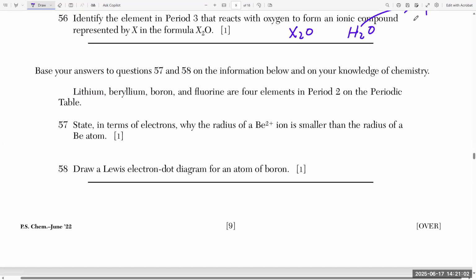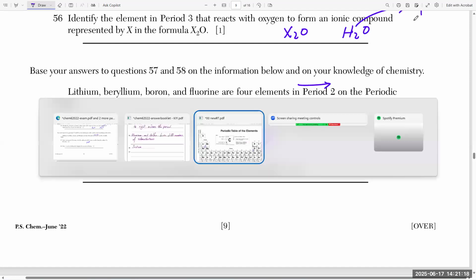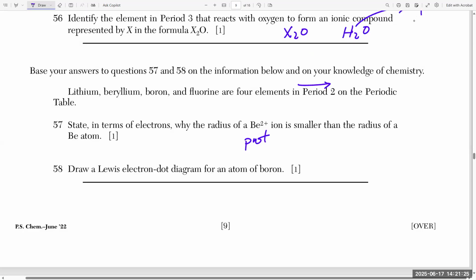Lithium, beryllium, boron, and fluorine are 4 elements in period 2 of the periodic table. Once again, we're going across a period. State in terms of electrons why the radius of a Be2+ ion is smaller than the radius of a Be atom. Well, think about this. Beryllium is right here, and it's got 4 protons. The Be2+ ion also has 4 protons, but only 2 electrons, while the atom has 4 electrons.